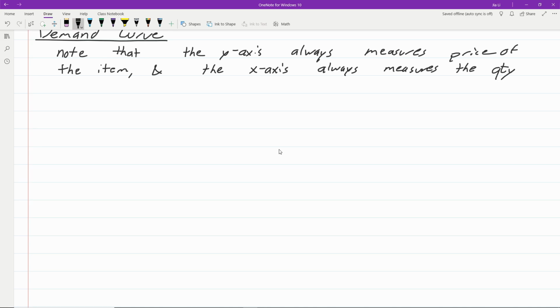Again, logically it would make sense if you flipped it. But as we get into some other models later on, I'm teaching it according to convention, so it'll be easier to understand as long as you get into the habit of measuring price on the y-axis and quantity on the x-axis. It'll just be easier in the long run, as long as you get into the habit of doing it like this. So that's what I will be showing you, and that's how I recommend you do it as well.